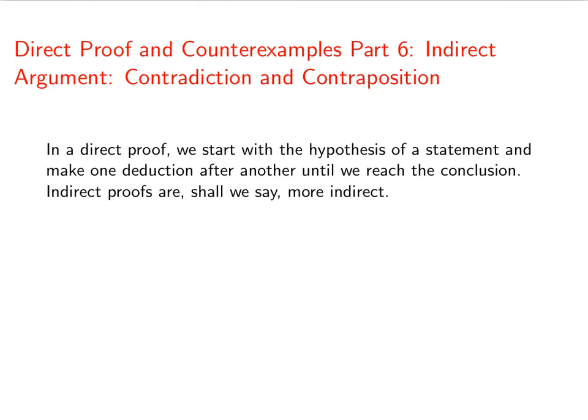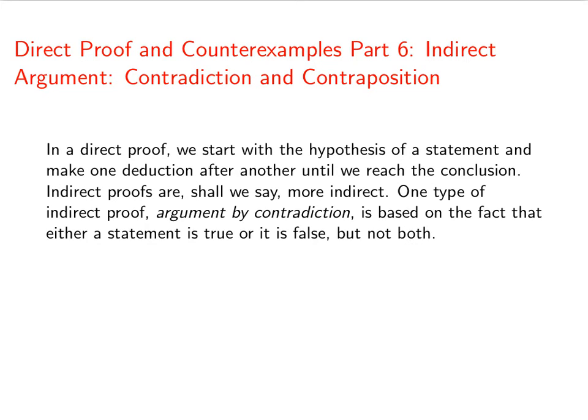Indirect proofs are, well, they're more indirect. Now, one type of indirect proof is called argument by contradiction. And it's based on the fact that a statement is either true or it's false, but not both. And this is actually one of our statement forms that we looked at earlier. This is called the law of the excluded middle. There's no middle ground. Things are either true or they're false.